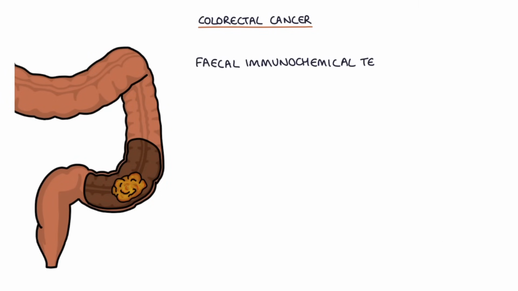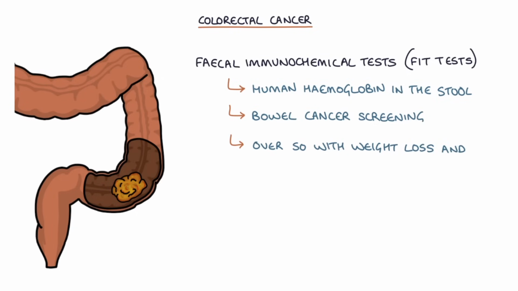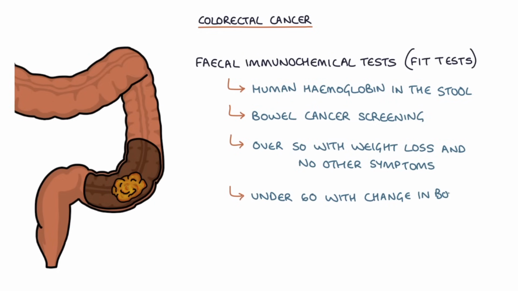Fecal immunochemical tests, or FIT tests, look specifically for the amount of human hemoglobin in the stool. FIT tests are used as part of the bowel cancer screening program in England. FIT tests can be used as a test in general practice to assess for bowel cancer in specific patients who do not meet the criteria for a 2-week wait urgent cancer referral. For example, patients over the age of 50 with unexplained weight loss and no other symptoms, or patients under 60 with a change in bowel habit.